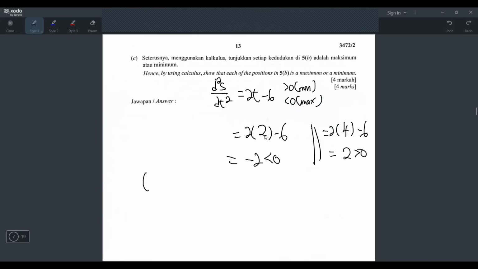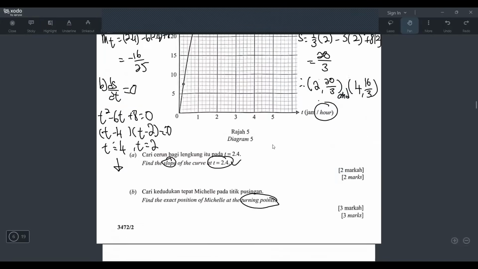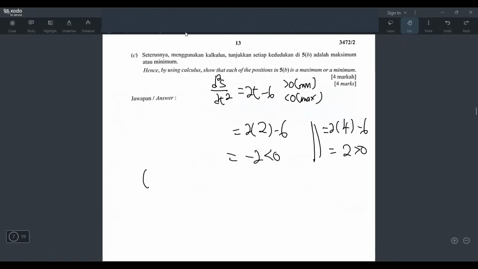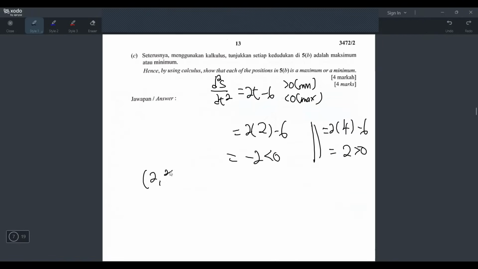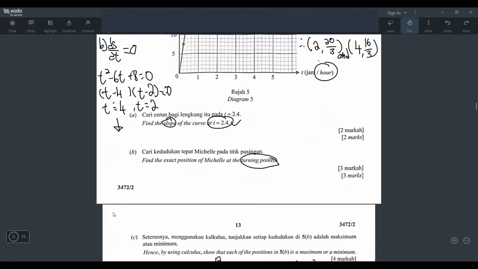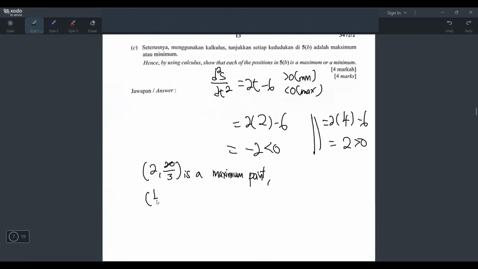So this first point where x equals 2, the 220/3, is that the minimum or maximum? Smaller than 0, so maximum. So it's a maximum point. Comma, and then the other point, 416/3, that will be minimum lah, because when I substitute the 4 in, I get bigger than 0. It means it is a minimum point.